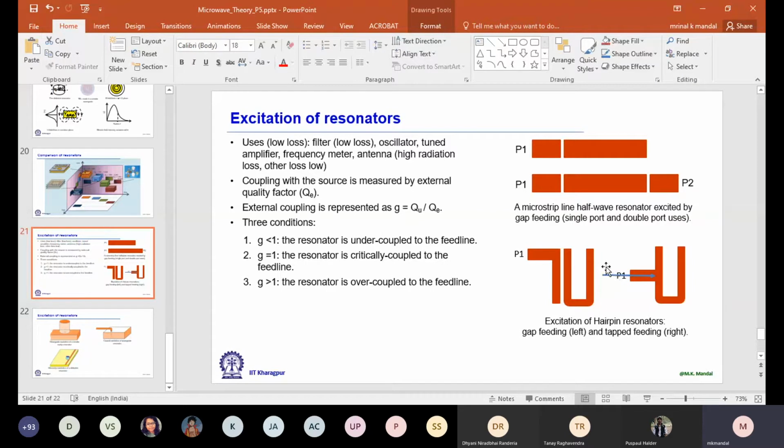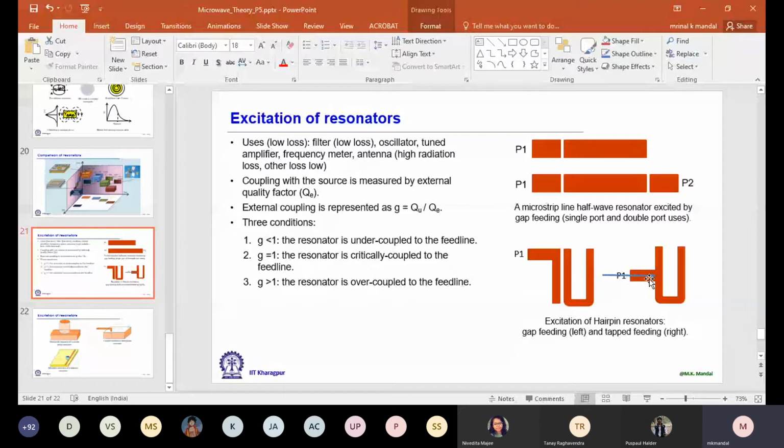If Zin changes, your reflection will change, right? Because it is Z in minus Z naught by Z in plus Z naught. So the reflection coefficient is changing. That means you can control Q external. When the reflection is less, so it is absorbing more power, then your Q external is low. When the reflection is very high, close to 1, Q external is high. So you see, Q external is related to the reflection coefficient or S11, right?